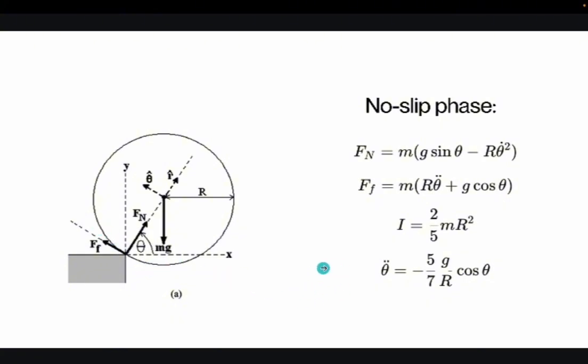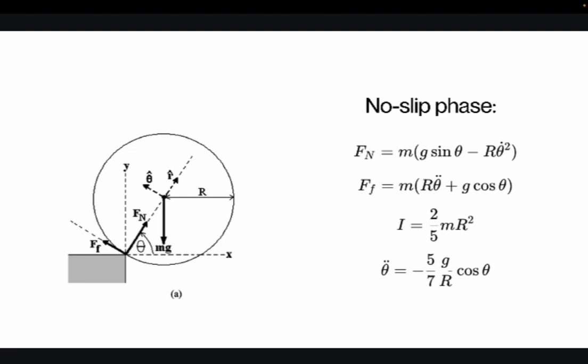We describe the motion of the ball by the angle theta, measured from the top of the table edge. Because the center of mass moves along a circular path of radius r, the ball experiences centripetal acceleration. Given those conditions, applying Newton's second law in the radial direction gives this equation. It tells us how the normal force changes as the ball rolls. Next, applying Newton's second law in the tangential direction gives this equation, which determines the friction force required to maintain rolling motion.